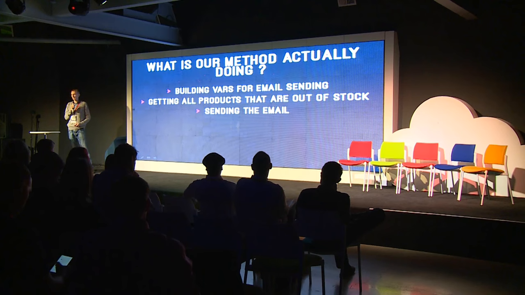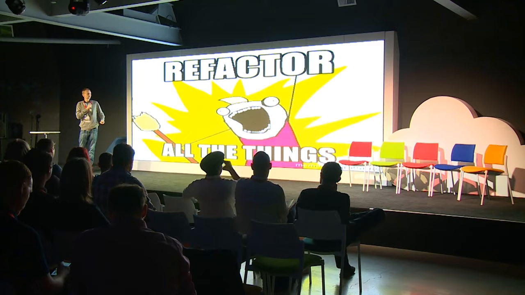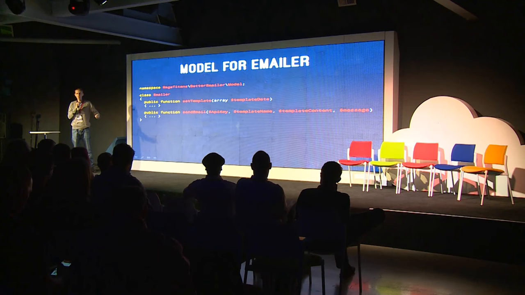So it's a little bit like what Vinay was saying, where he looked at what his Magento 1 class was doing and decided to start splitting that down. So I wanted to refactor all the things that my class actually did. So I decided to create a model class for the emailer. So it seems pretty sensible. It's doing two things that are email related. It's setting the template and sending the email.